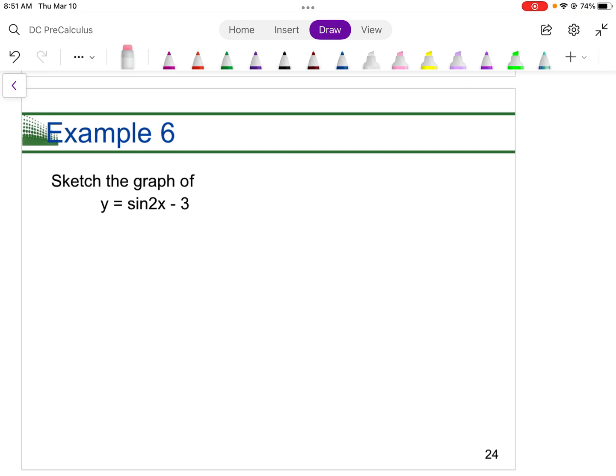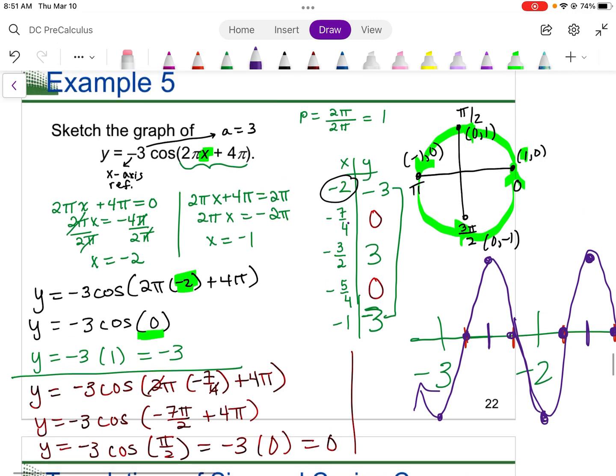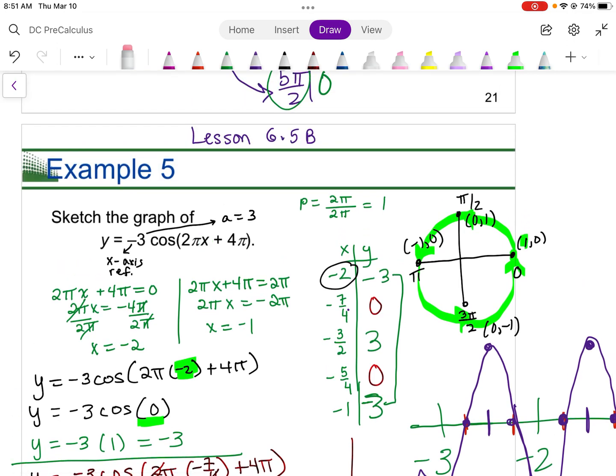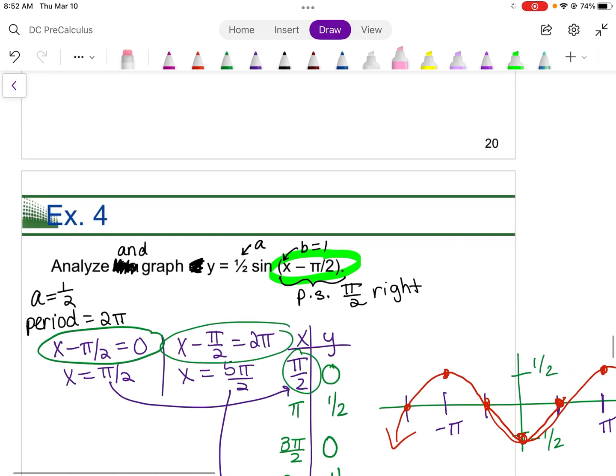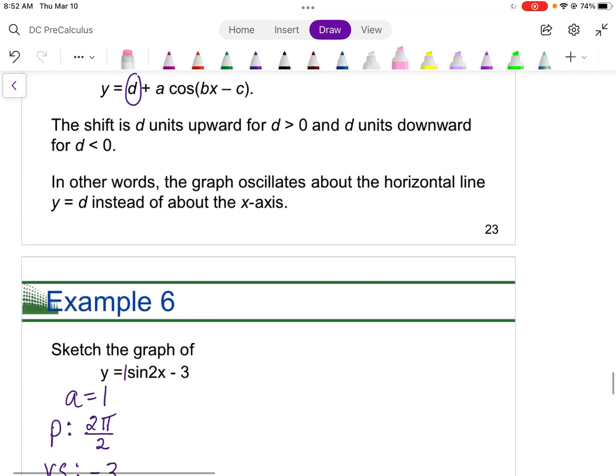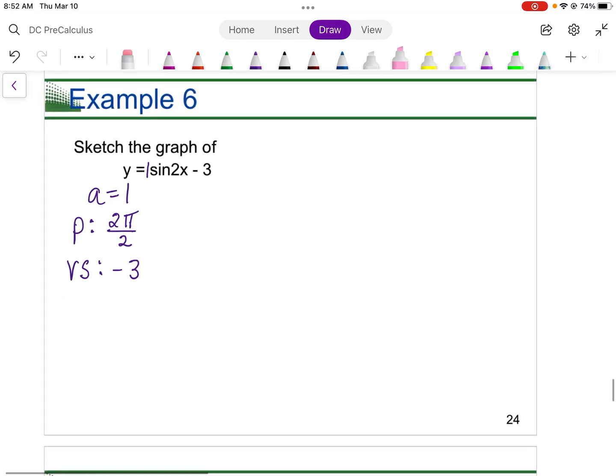All right, sketch the graph of y equals sine 2x minus 3. So we have an amplitude of 1, our period, 2 pi divided by 2, and then we have a vertical shift of down 3. Now, our previous 2 problems had parentheses to show a phase shift. Right there and right here. This problem does not have parentheses, so there's no phase shift.